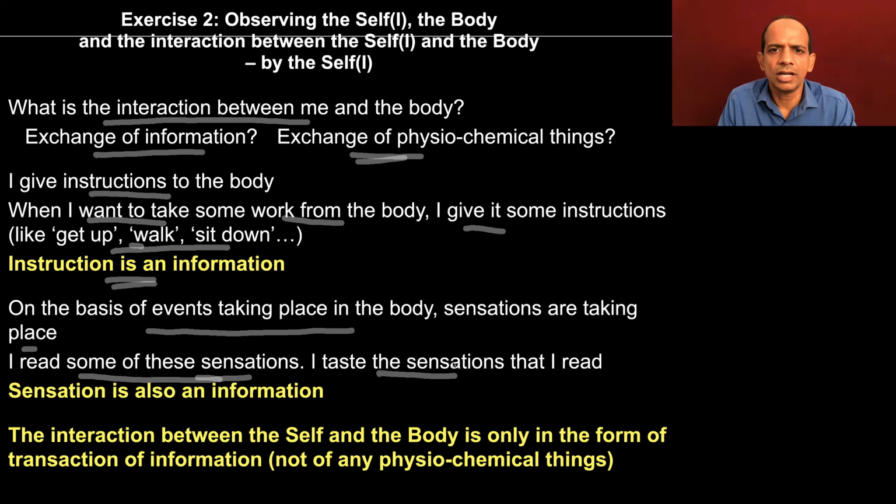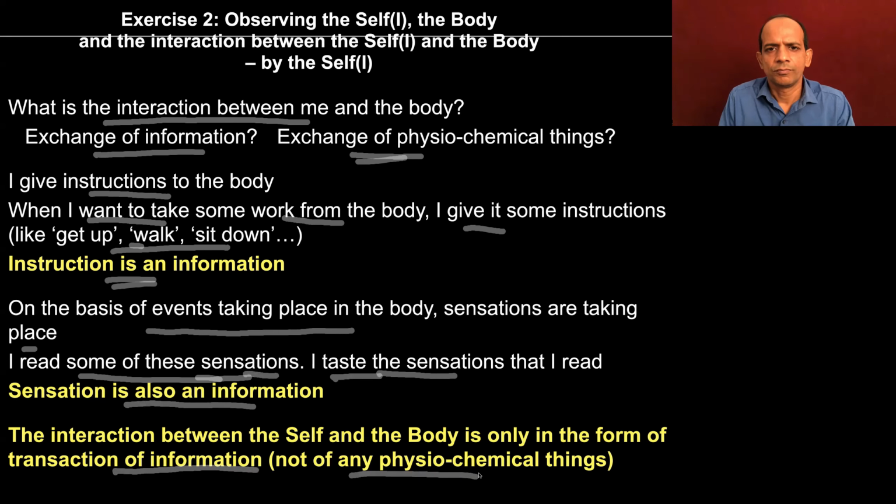Several sensations are reaching you and you read those sensations which you consider as important, and then you taste the sensation. So if there is some pain in some part of the body and you consider it important to pay attention, you read that sensation, you taste that sensation. Now it is unpleasant to you, so you try to cure it. You try to get relief from that, isn't it? And you are receiving the sensation, you are tasting the sensation, and the sensation is again an information. So you'll see that the interaction between the self and the body is only in the form of information and not of any physicochemical things.